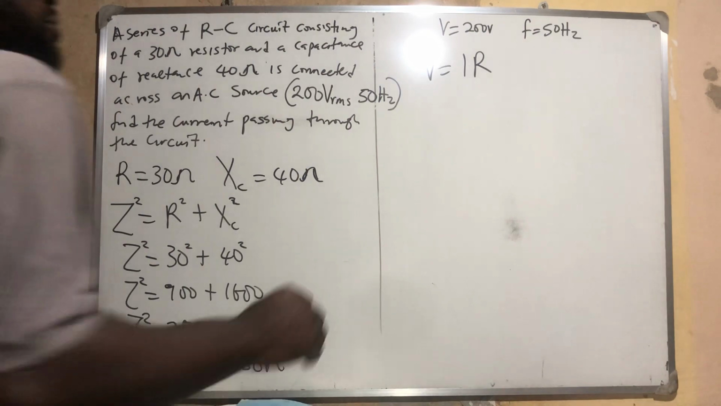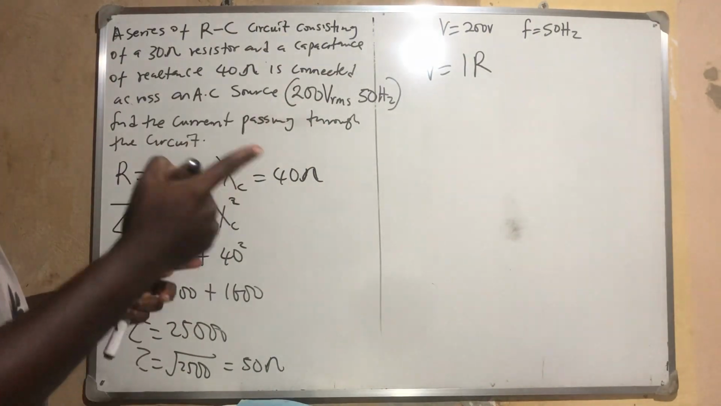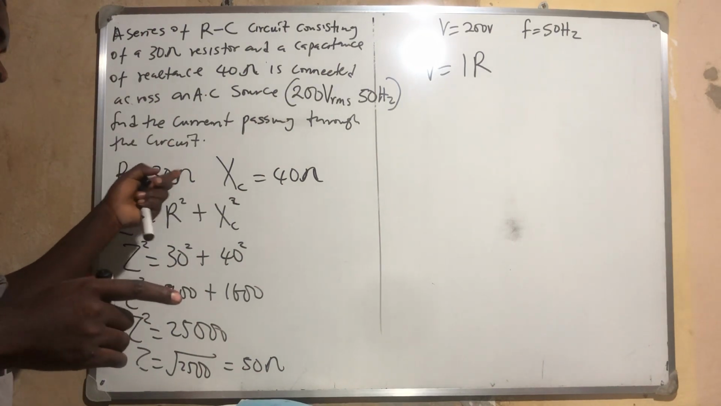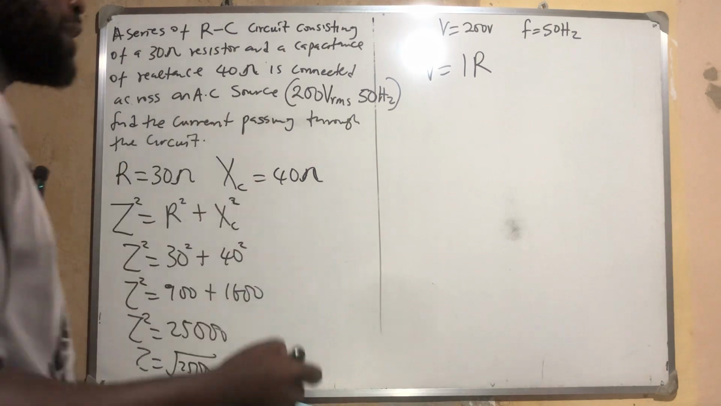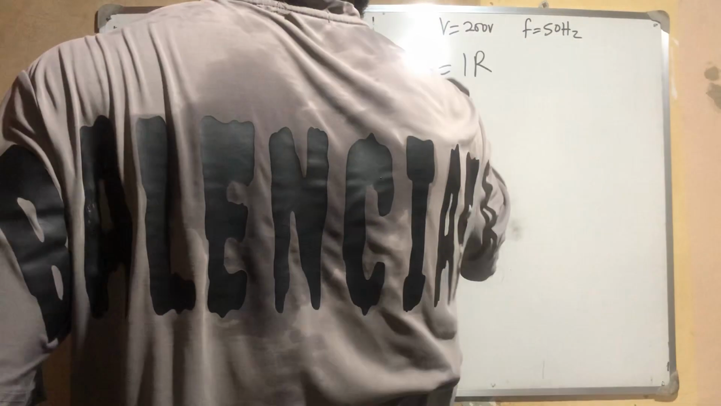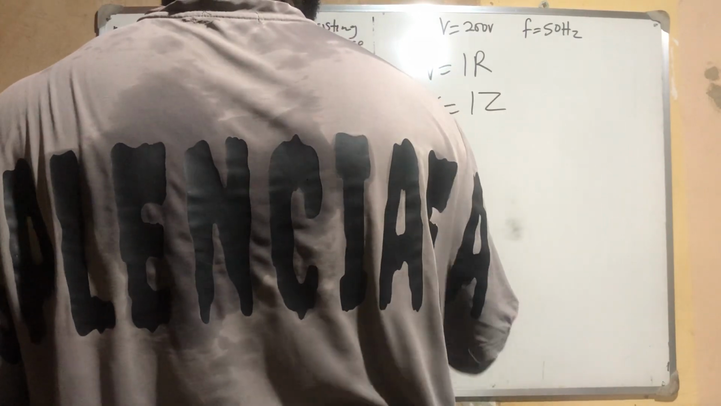Your impedance. So I'm going to change this arrow now because I don't have one resistor here. I have two resistors: the normal resistor and the resistance of the capacitor. So what I'm going to use is their resultant. So instead of using V is equal to IR, I'm going to use V is equal to IZ.